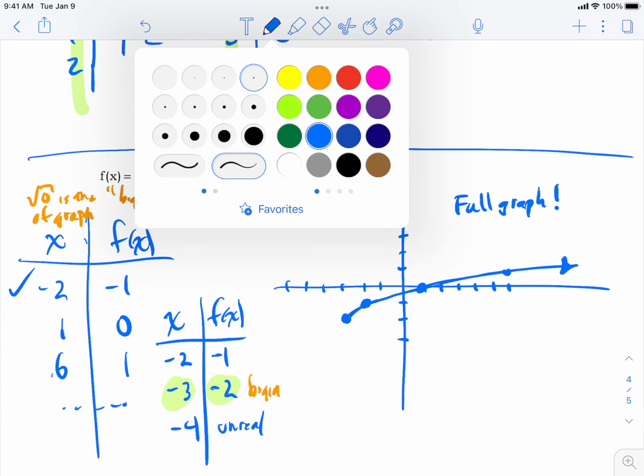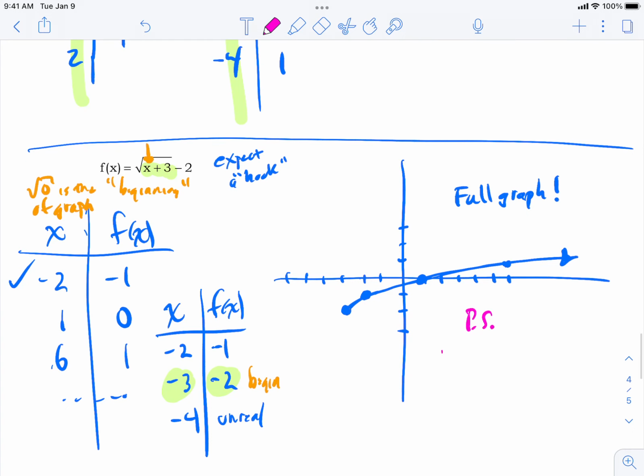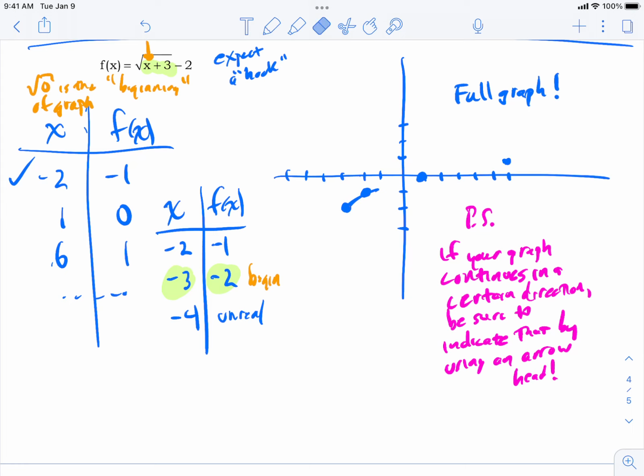And now I get to make a point. PS. If your graph continues in a certain direction, be sure to indicate that by using an arrowhead, like I did over here. Okay, I used an arrowhead over there.